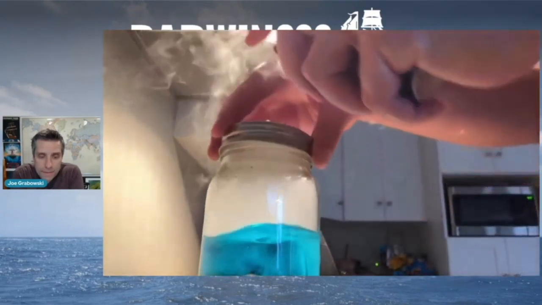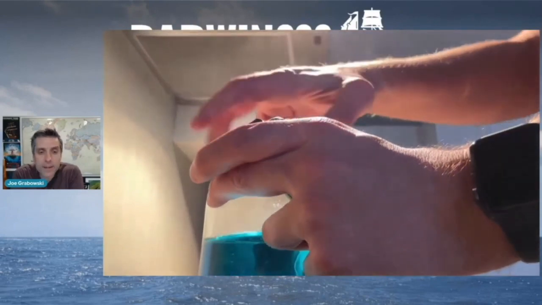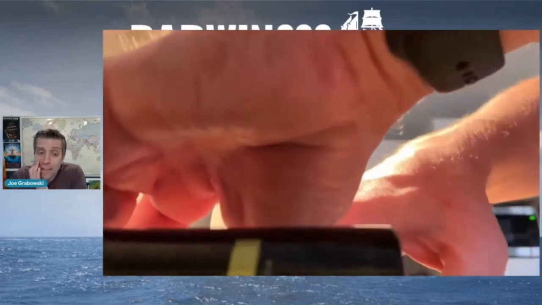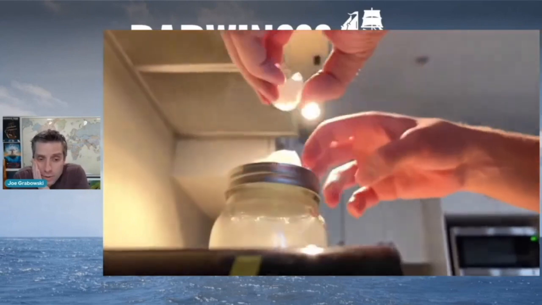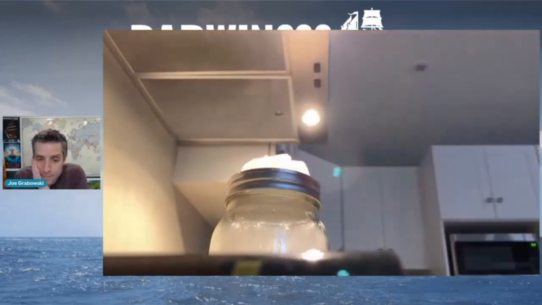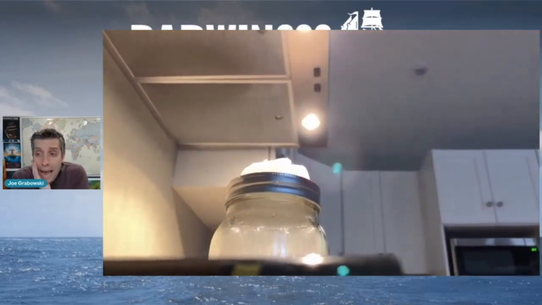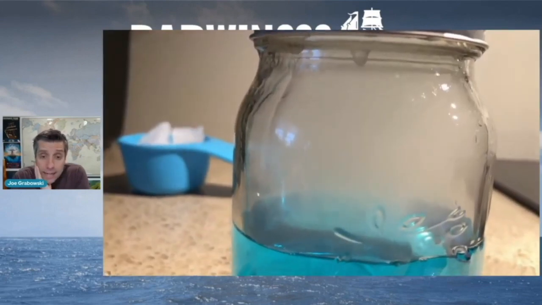I'm trying it one more time here just to see. Again, water vapor. It cools when it reaches the top where the ice is, and it condenses around those hairspray molecules. That's why we get that cloud in the jar.